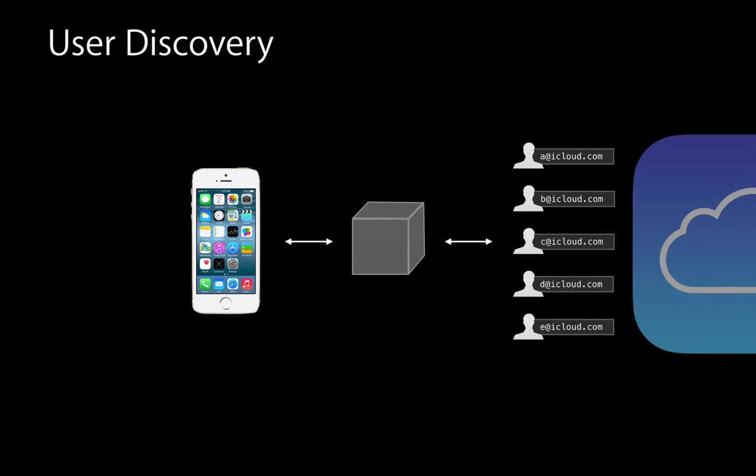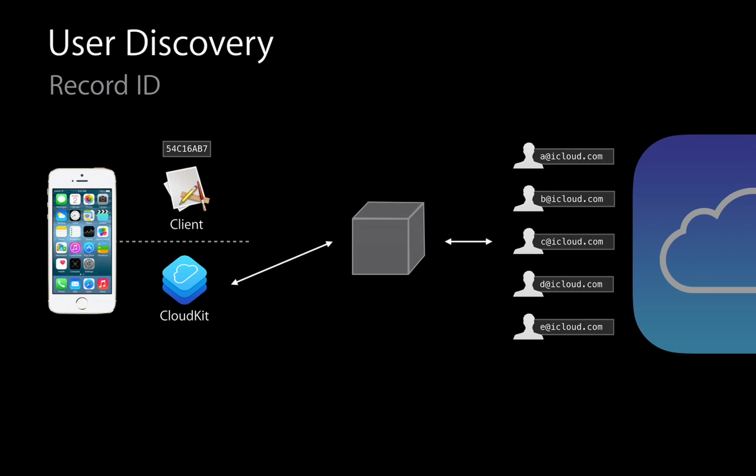Here's our image. We've got our client talking to a container, and the container is backed by iCloud, and iCloud has all this rich user information. If we look a little bit more on the client side, we see that there's actually two different processes involved here. There's your client process, and then there's the CloudKit process. And it's the CloudKit process that's the one that's actually talking over the wire.